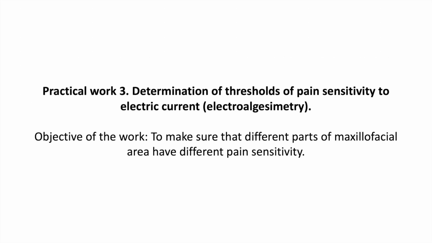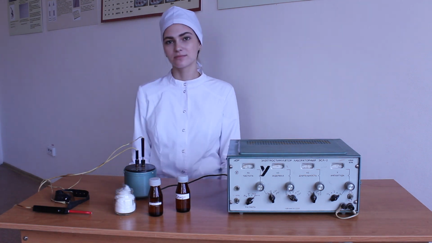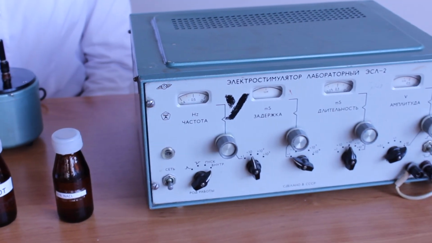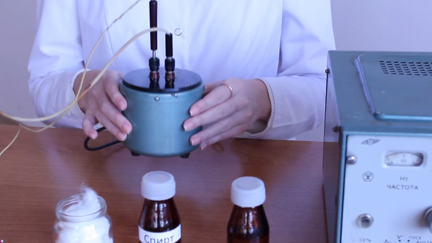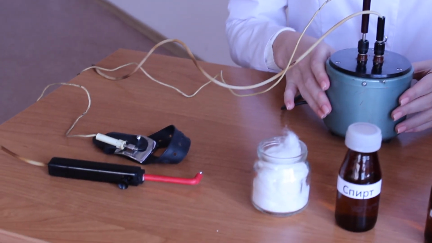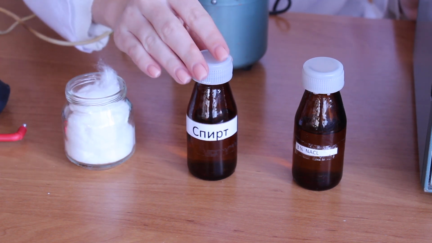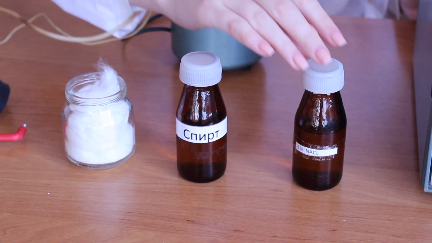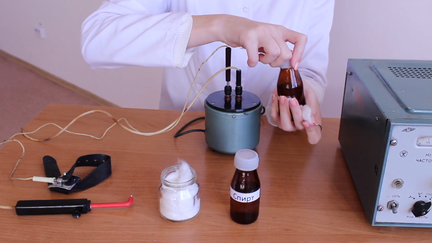Practical work number 3. Determination of thresholds of pain sensitivity to electric current, electroalgesimetry. We need electrostimulator ESL2, intermediary transformer, indifferent and active electrode, cotton, spirit, physiological saline solution. The research is conducted on a person.